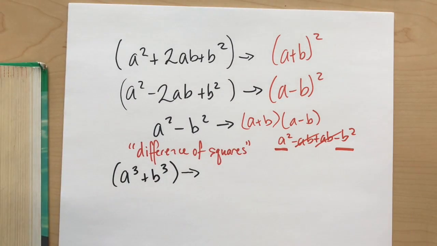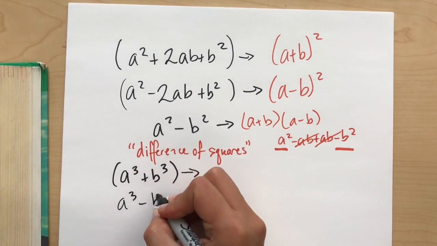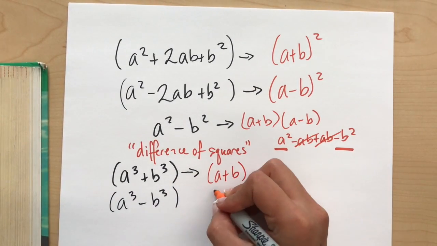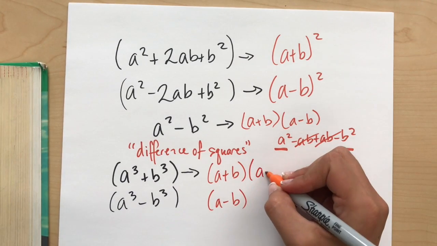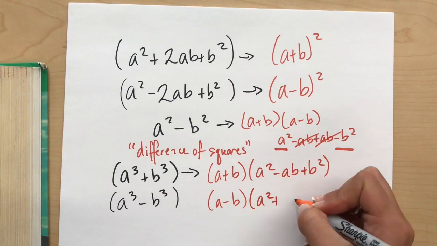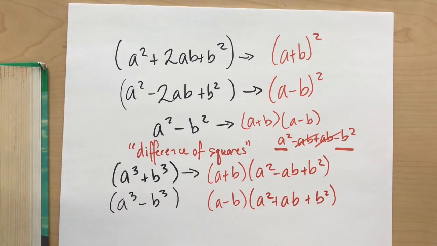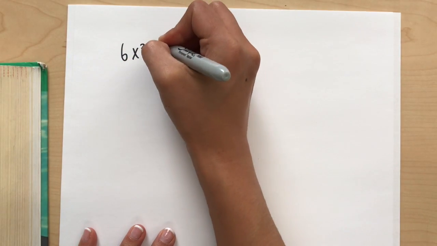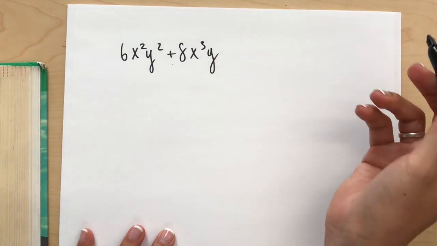If I have a cubed plus b cubed, and let's also take a cubed minus b cubed, there's a special formula that you're going to use here. So we get a plus b, a minus b on the bottom one, and then it's going to be in the form of a squared minus ab plus b squared, and then a squared plus ab plus b squared. These are special formulas which you can refer to. They're in your book. You don't have to go back to this video to figure out what they are. They're in your book. So that covers factoring a difference of cubes or a sum of cubes.